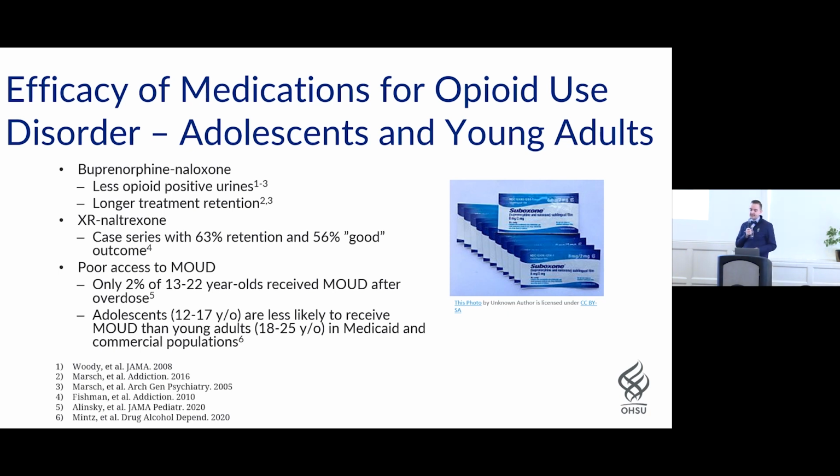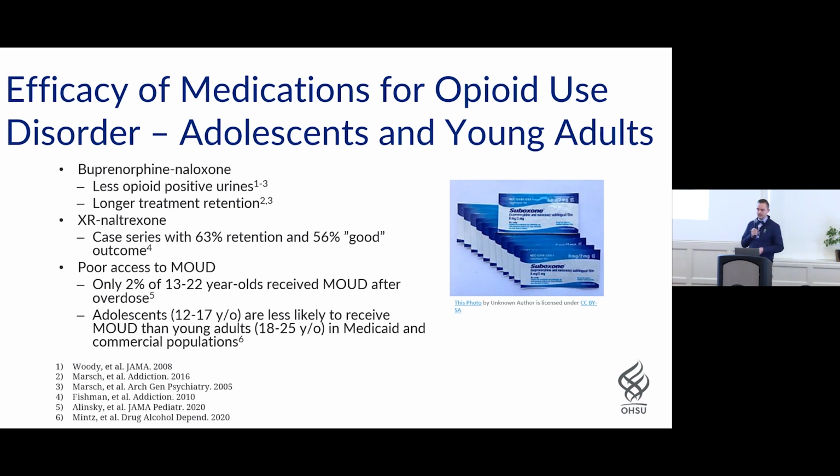There was one case series looking at extended-release naltrexone in this age group, and they had 63% retention and 56% good outcome. So how do they define a good outcome? It was if they didn't have any new consequences of substance use, if they had an improvement in one of their day-to-day functioning domains, and that they had negative urines for opioids.